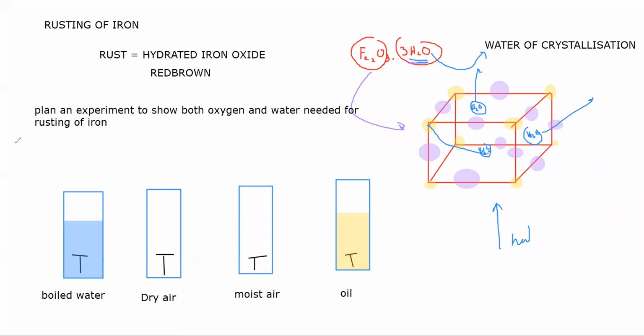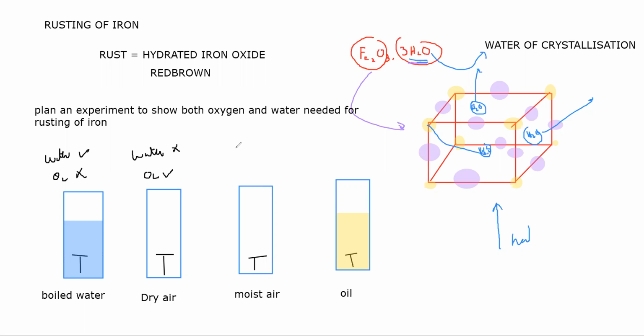We leave this apparatus for 1 week or 15 days because rusting is a slow process. It will take time for the formation of the rust. So the first one is boiled water. Water is there, but oxygen is not, because when we boil the water, we remove the dissolved air, so there is no oxygen in boiled water. Here we have dry air, there is no moisture in it, so there is no water, but oxygen is there.